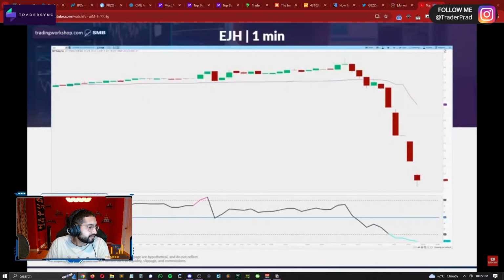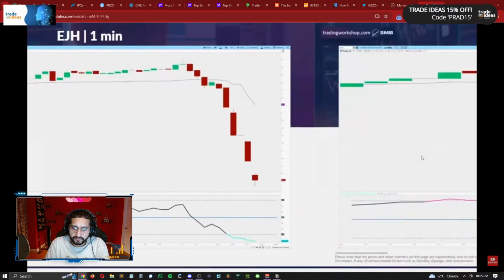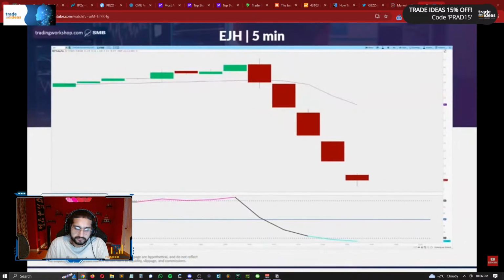So perfect. We have EJH, an overextension to the downside. It's like the mirror image of the last trade. I think this was a liquidation or something, which is quite insane. But we're getting the oversold signal on the RSI on the 1 minute, so we're going to check the 5. And we're getting it there as well. So we've got this thing setting up.